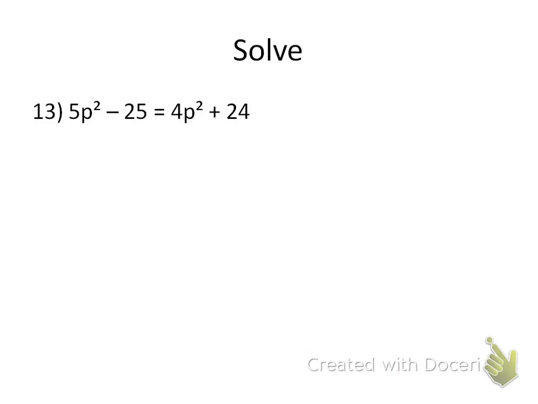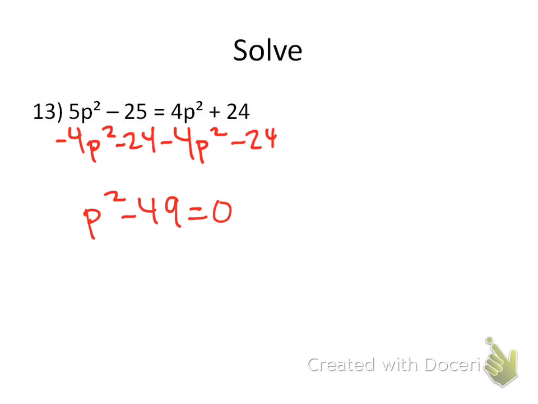All right, let's just look at one that's just a little more challenging. And then I'll let you guys work on that homework from last night a little more. So I told you guys it's always easiest if you can keep which term positive? The first one, the one with the squared. So what do you want to do first? Yeah, let's get the 4p squared over with the 5p squared so that it stays positive. At the same time, you can also move the 24 if you'd like. So we have p squared minus 49 equals 0. Then what?